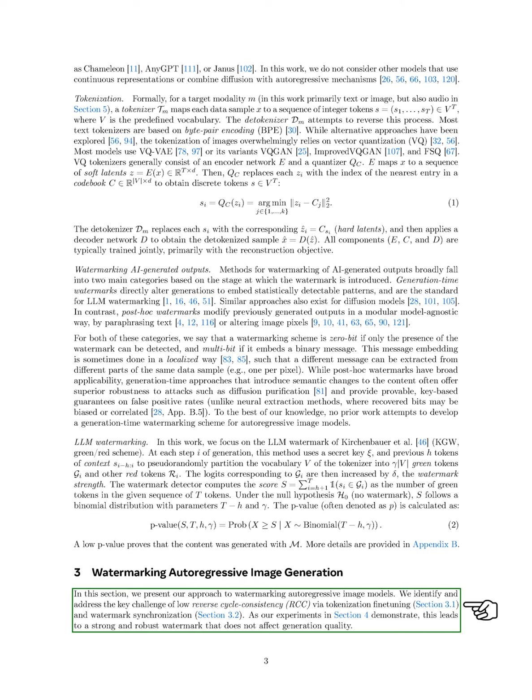For watermarking autoregressive image generation, we tackle the challenge of low reverse cycle consistency through tokenization, fine-tuning, and watermark synchronization. Our experiments show that this approach results in a strong watermark without compromising generation quality.